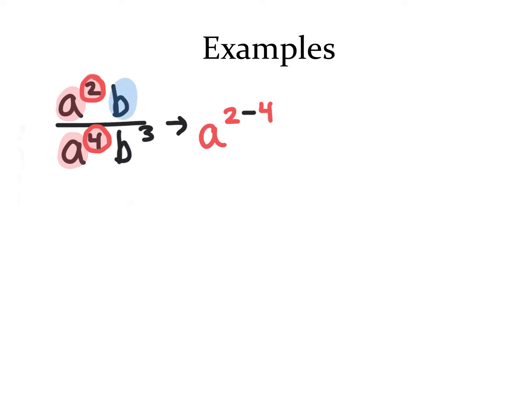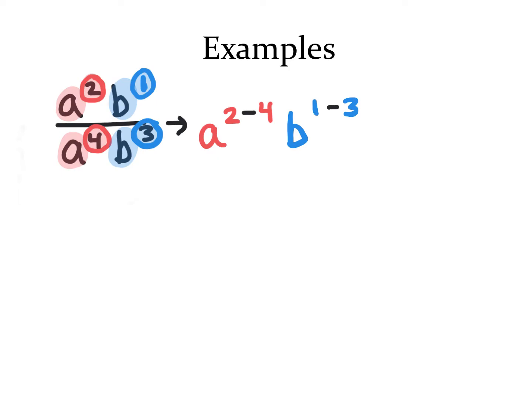Then I have a b in the numerator and denominator. The term in the numerator doesn't have an exponent, so I assume it's a 1. And the denominator has an exponent of 3. So now if I'm to rewrite this, it becomes b, my numerator's exponent is 1, and my denominator's exponent is 3. So it's 1 minus 3.